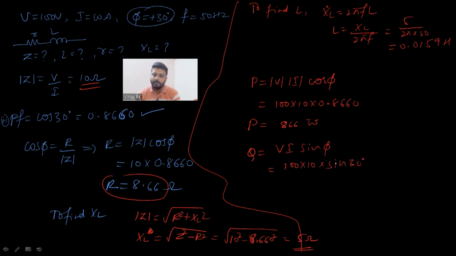Next, reactive power, VI sin phi, that is nothing but 100 into 10 into sin phi, that is sin 30 degree. So how much you'll get? Sin 30 is nothing but 1 by 2, I guess, into 1000, you will get 500 VAR unit. Similarly, apparent power V into I, 100 into 10, you can get 1000 VA. So these are the answers.